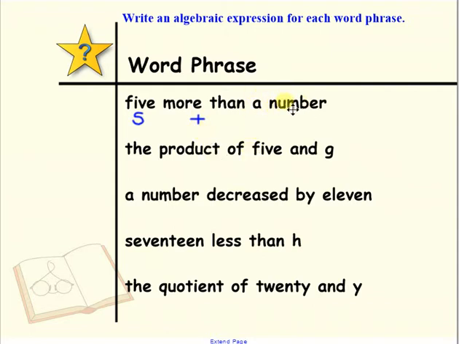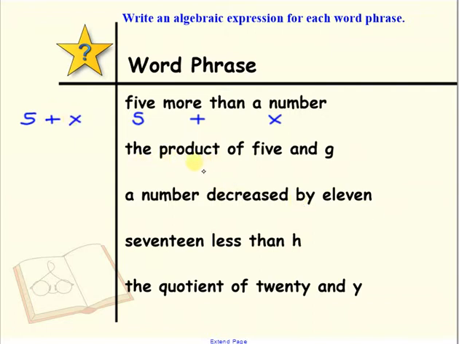A number. So when you see a number, that means a variable. And so you really get to pick any letter you want unless it tells you what letter to use. And I always like to use X. So, how do we write this out? Well, if we annotate it, it makes it easy. 5 plus X.